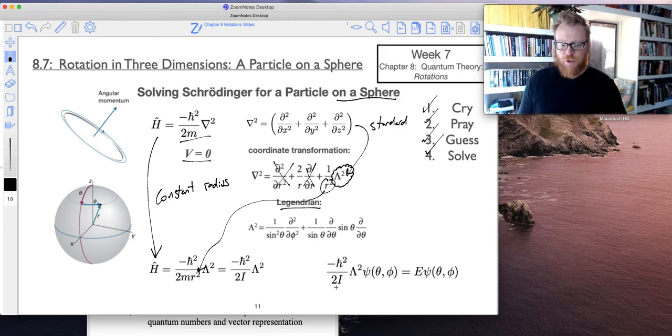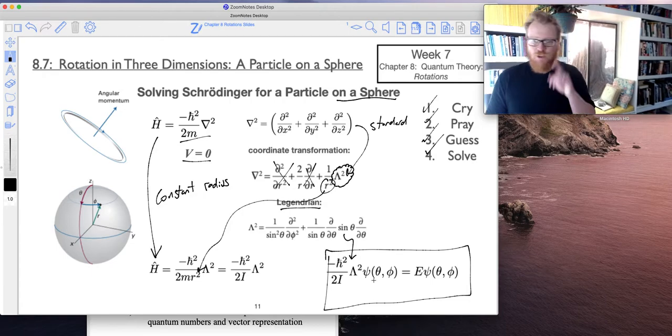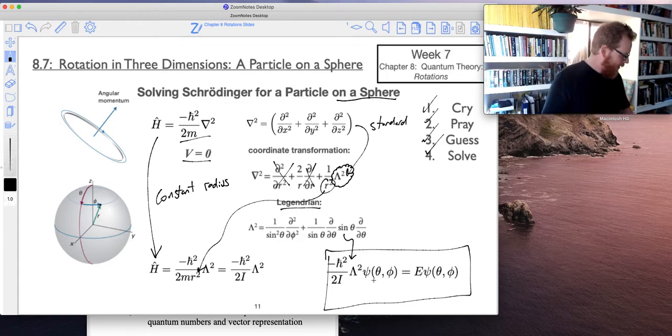When I put it together, here is my Schrödinger equation. It doesn't look so terrible, but remember, this Legendrian, right, is intense, okay? So we're going to have to deal with it. So finish crying and praying about the Legendrian.